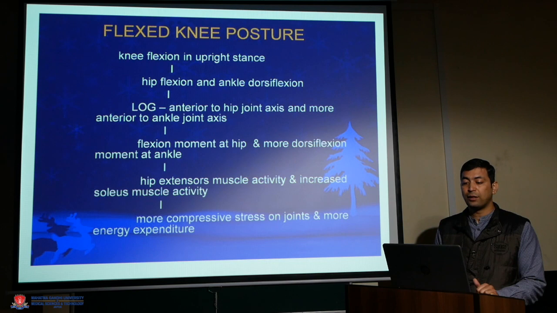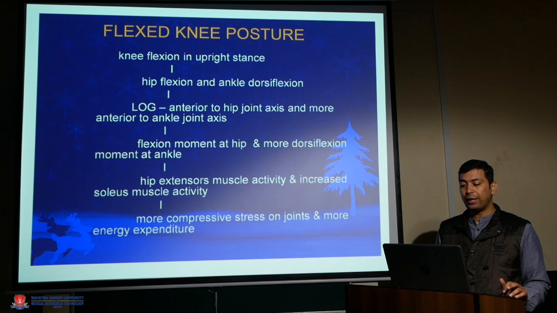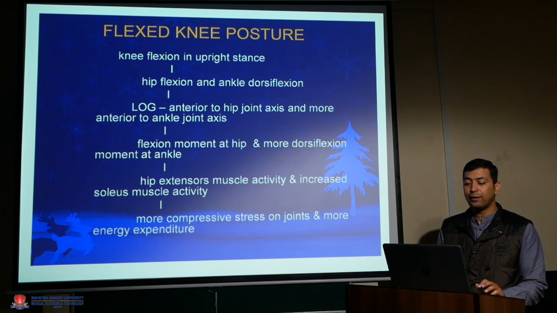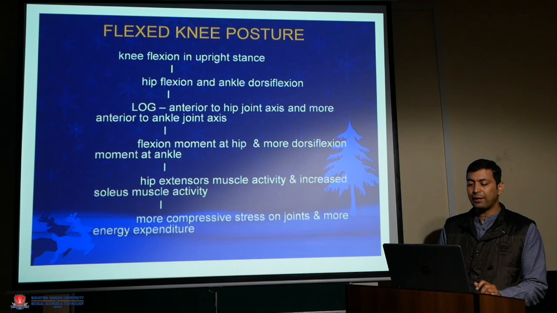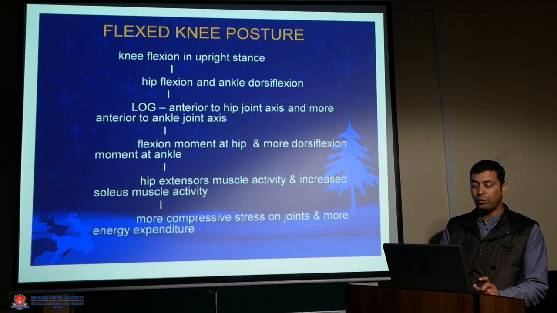So in fixed knee posture, you can see the knee flexed in upright stance, hip flexion and ankle dorsiflexion, the line of gravity anterior to the hip joint axis and more anterior to the knee and ankle joint axes, a flexion moment at the hip and more dorsiflexion moment at the ankle, hip extensor muscle activity increases, soleus muscle activity increases, more compressive stress on the joint and more energy expenditure.